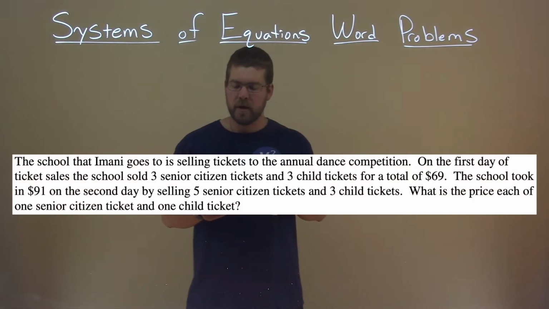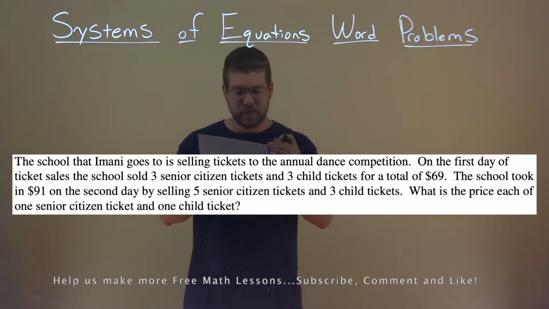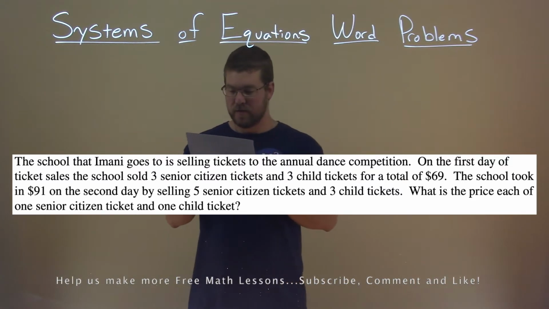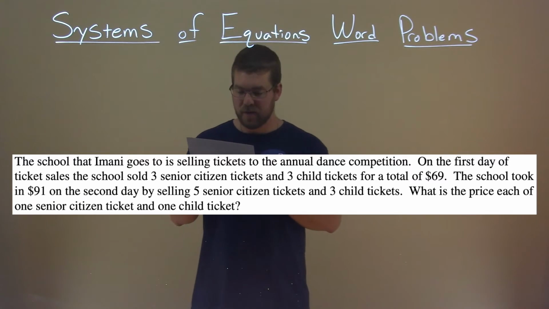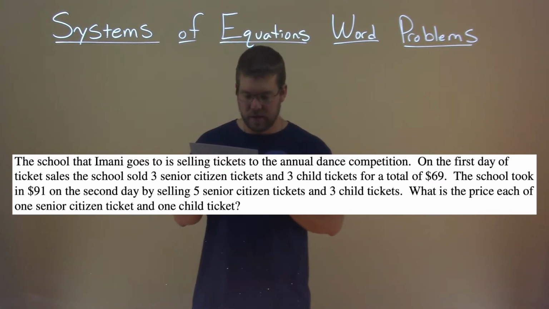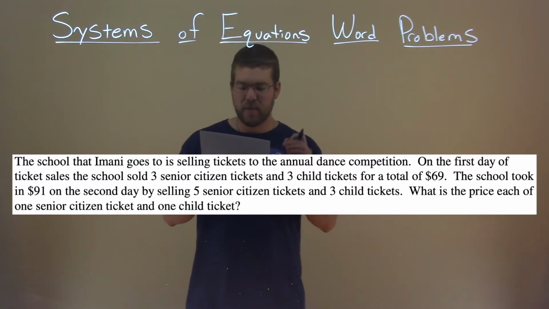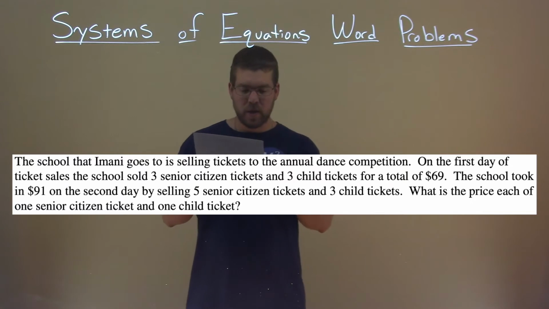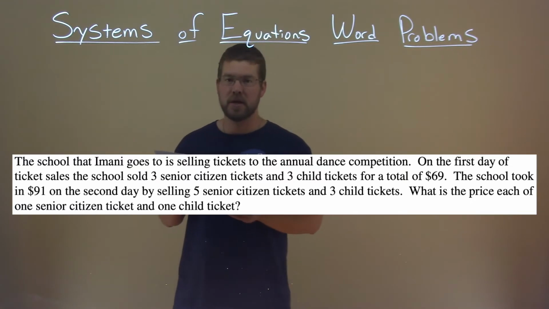We're given this problem right here. The school that Amade goes to is selling tickets to the annual dance competition. On the first day of ticket sales, the school sold 3 senior citizen tickets and 3 child tickets, for a total of $69. The school took $91 on the second day by selling 5 senior citizen tickets and 3 child tickets. What is the price of 1 senior citizen ticket and 1 child ticket?